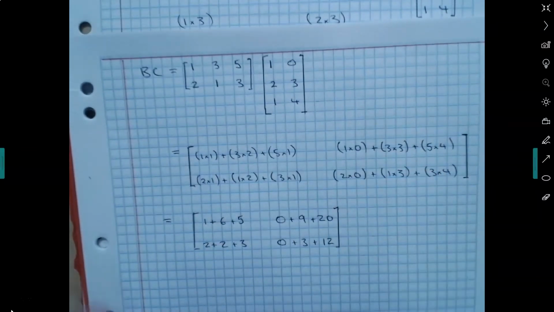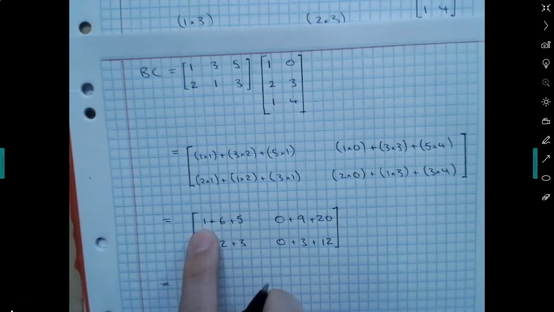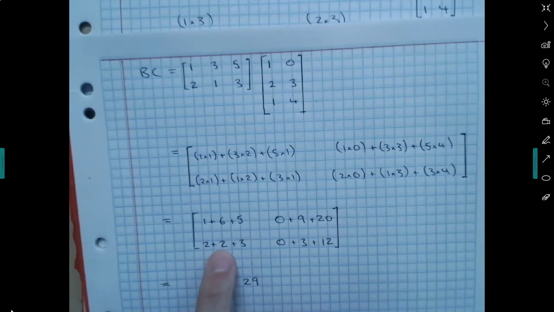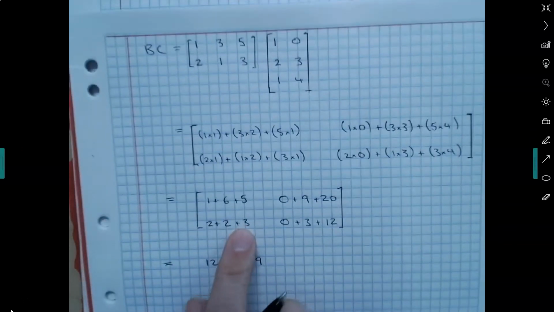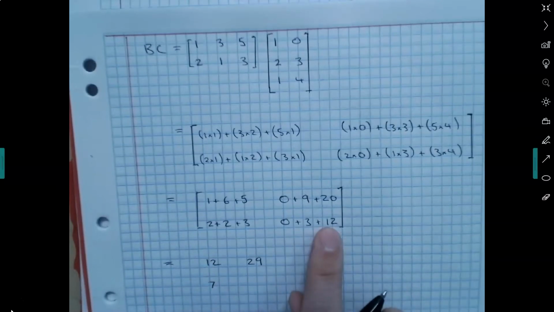And that would give me 6 plus 5 plus 1 is 12. 9 plus 20 is 29. 2 plus 2 plus 3 is 7. And 0 plus 3 plus 12 is 15.